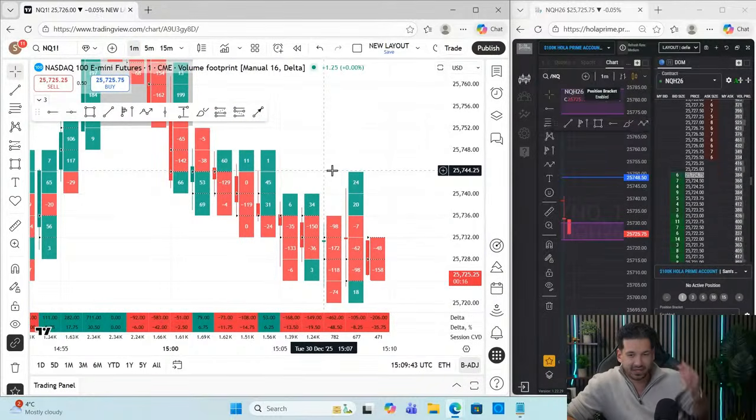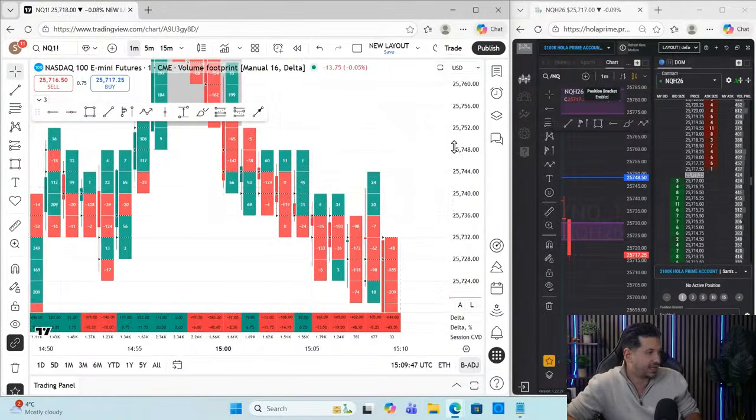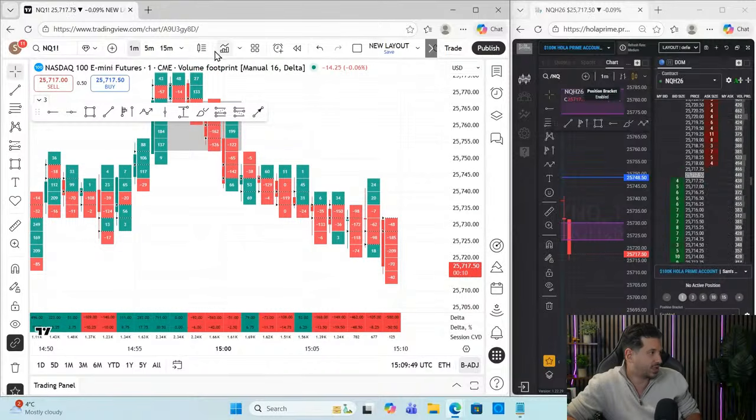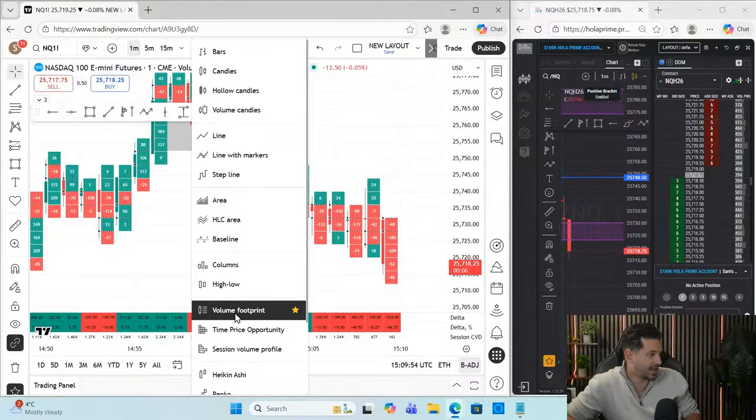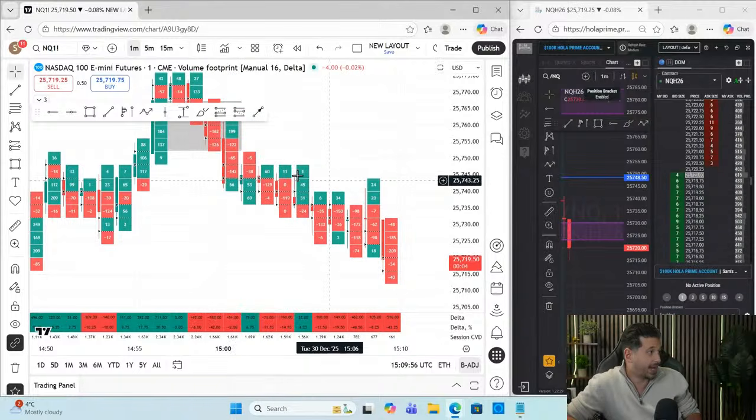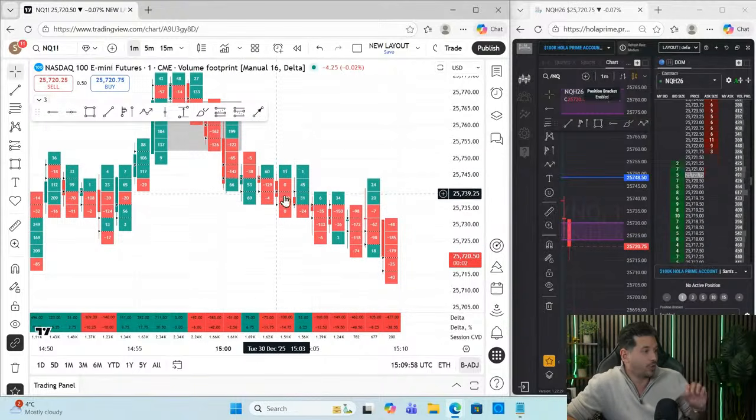For me, it's about £67. Say it's $100 a month, roughly. Once you've got the premium version, you can get the footprint chart. So under the chart types, you'll have volume footprint. But it only works on futures.